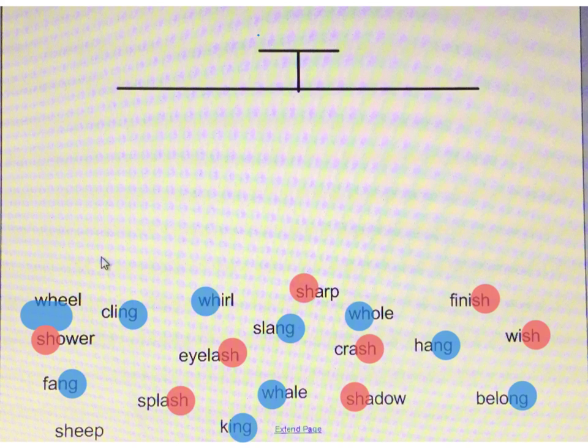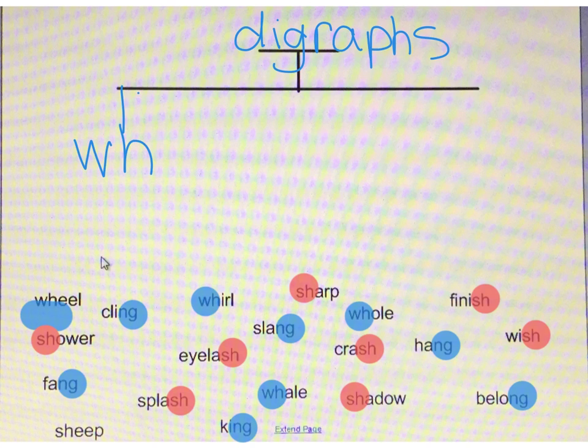All right, now, Word Wizards, we are going to sort these words onto a tree map. So, what we're trying to find is digraphs. That's our rule and our pattern this week. They're letters that go together to make a new and unique sound. Unlike our blends, where you could hear both letters, in these digraphs you have a new sound. We found digraphs WH, SH, and NG.